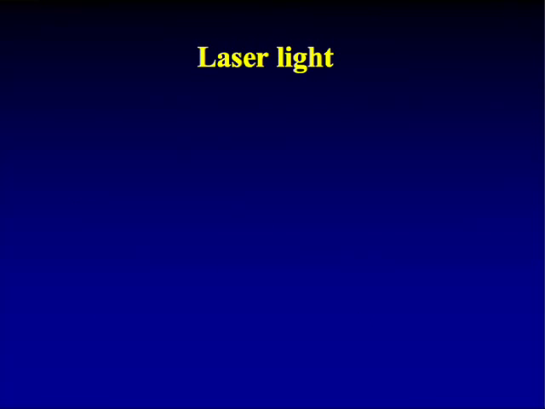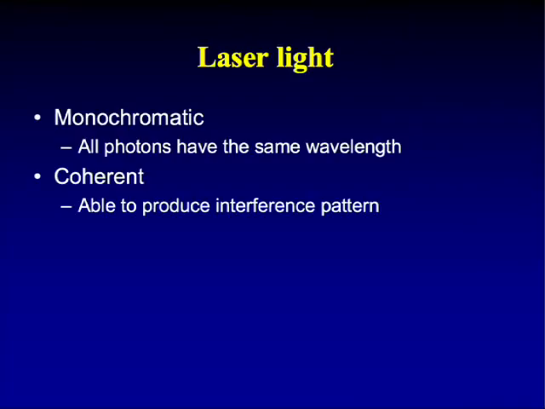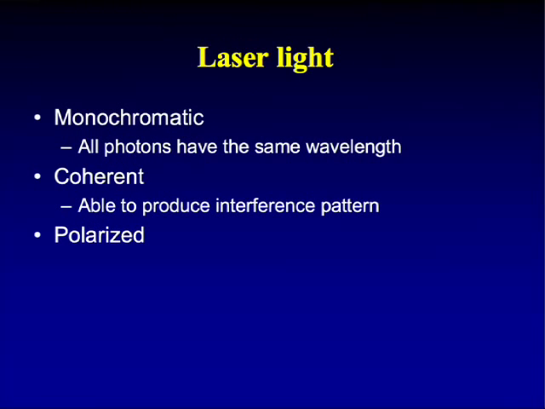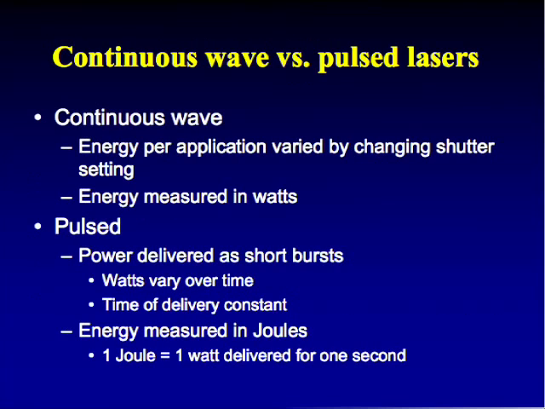Lasers. What is laser light? Laser light is monochromatic, that is, all photons have the same wavelength. It is coherent, remember that? All the peaks are in sequence. That means you can produce an interference pattern. It is polarized, remember that? The orientation of the electrical field of every wave is in the same orientation. It is directional, that is, it doesn't spread. You can bounce a laser off the moon and get the light back. In total, you can deliver a large amount of energy to a small area with laser light.